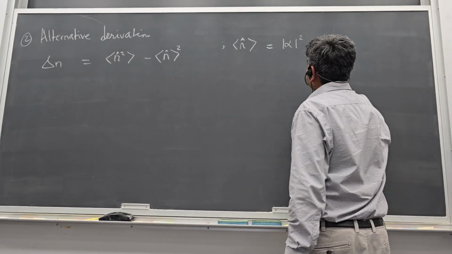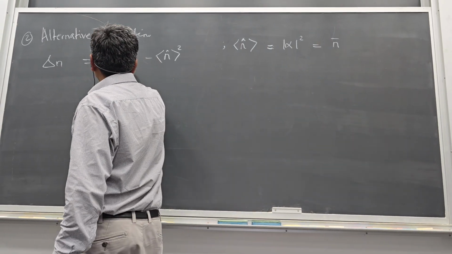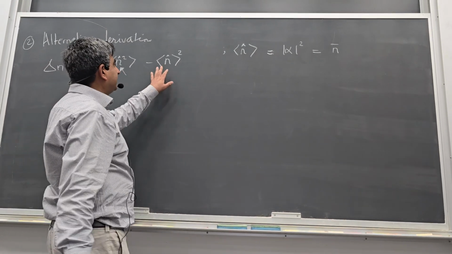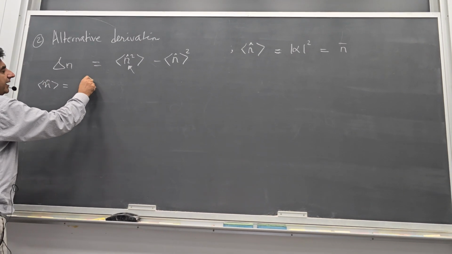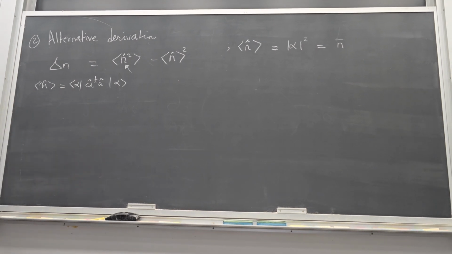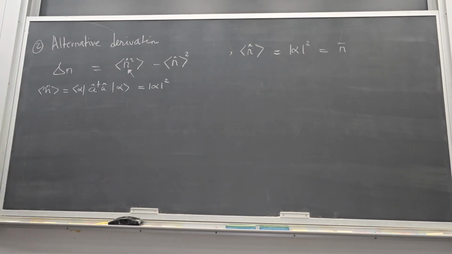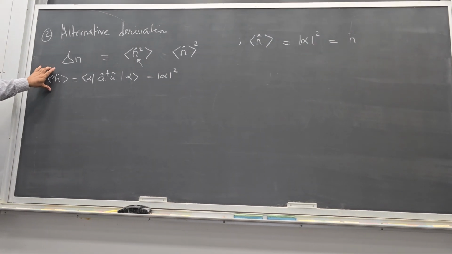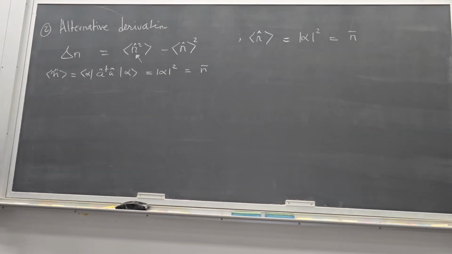That's called n bar. This is something we already know. Okay, let's calculate this number here. By the way, how can you calculate this? This expectation value of n can be calculated in this fashion: bra alpha, A dagger A, ket alpha. Right? This is simply |alpha| squared. Correct? And this is just, by definition, the average number of photons. So this is a neater, easier derivation using the ladder operators.